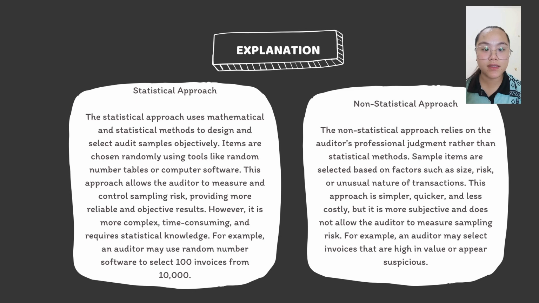The non-statistical approach relies on the auditor's professional judgment rather than statistical methods. Sample items are selected based on factors such as size, risk, and unusual nature of transactions. This approach is simpler, quicker, and less costly, but it is more subjective and does not allow the auditor to measure sampling risk. For example, an auditor may select invoices that are high in value or appear suspicious.